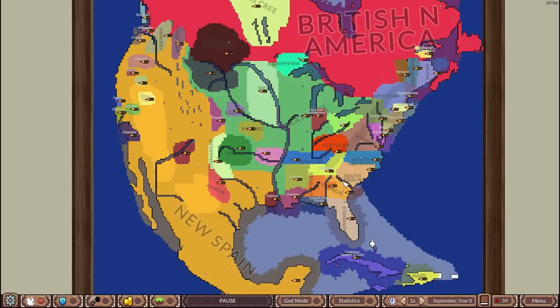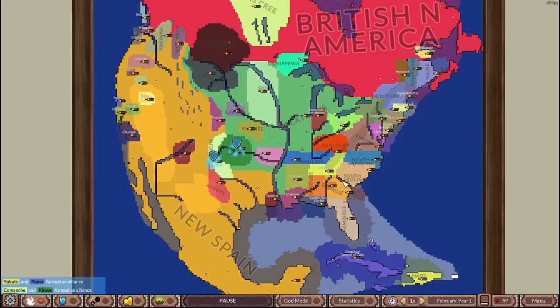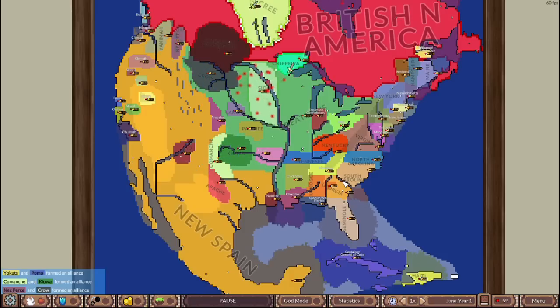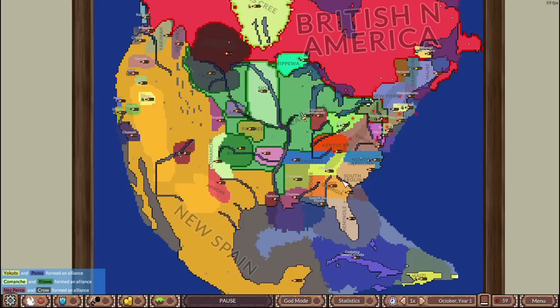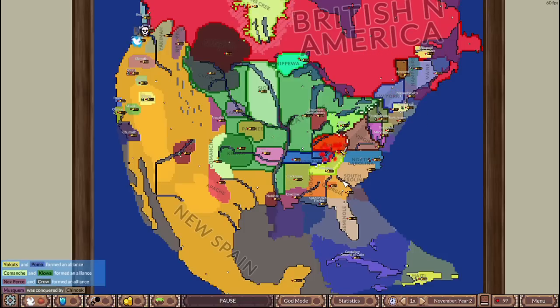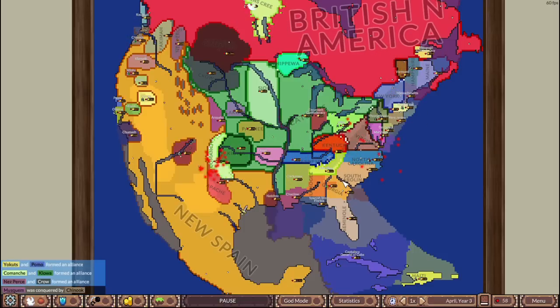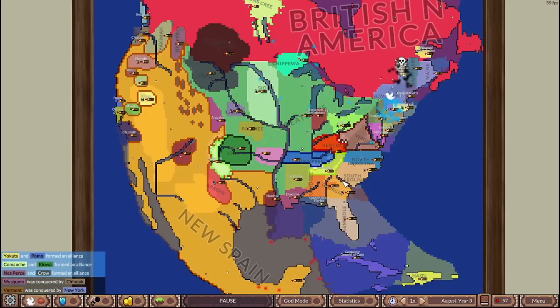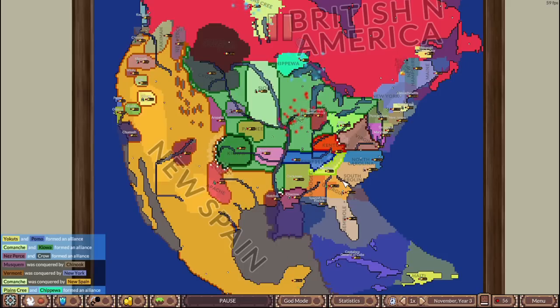Alright, who is going to fight first? Who is going to fall first? We have our first alliances forming between several Native American tribes and nations. The British immediately trying to snuff out the Plains Creek in the far north. We have some battles between Tennessee and the Cherokee. And we have our first conquerings.